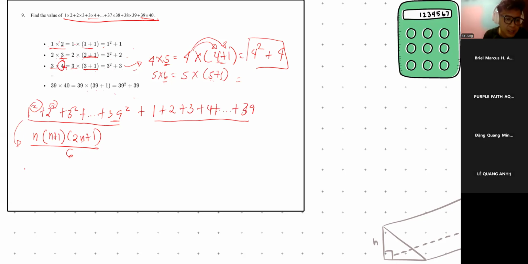However, if let's say 1 squared plus 3 squared, 5 squared, so those are odd numbers, right? And then you square them. So they have a different formula for that one. I can't really remember the formula for the odd numbers. They don't have the same formula, so this formula will only work for this one. Okay.